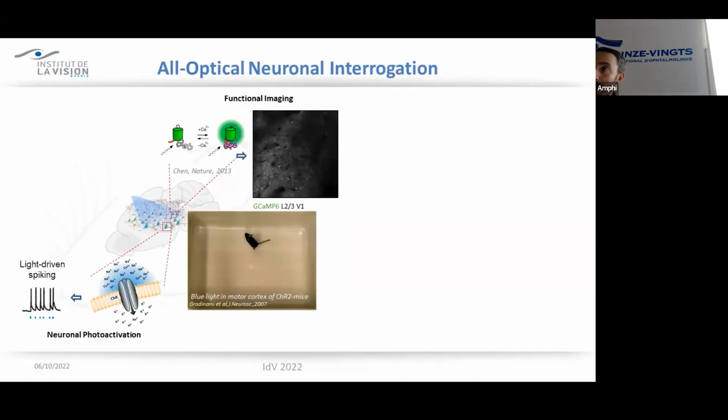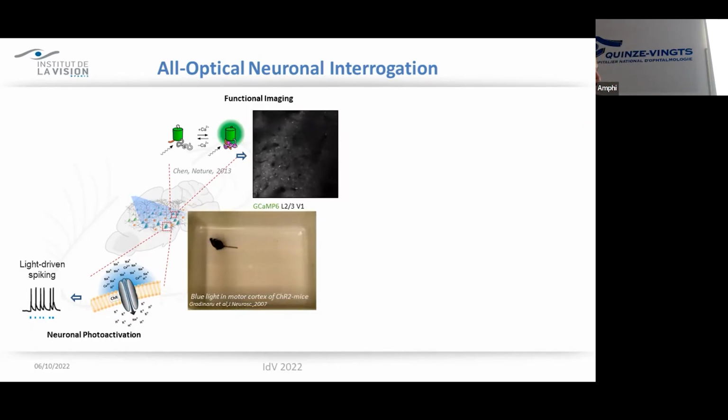At the very same time, we can also express some light-sensitive actuators, some microbial opsins, in specific cell types. And so we have a couple of tools with which we can monitor and control neuronal activity. And so, for example, we can find out what the involvement of a certain cell type is in a certain task, in a certain behavior, or in a certain pathology.